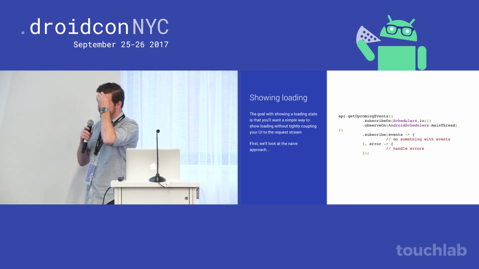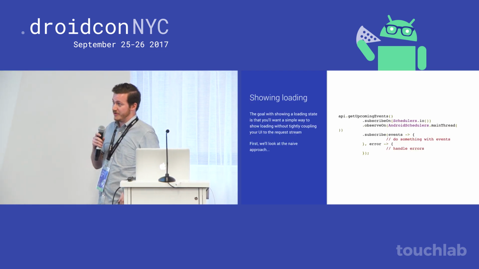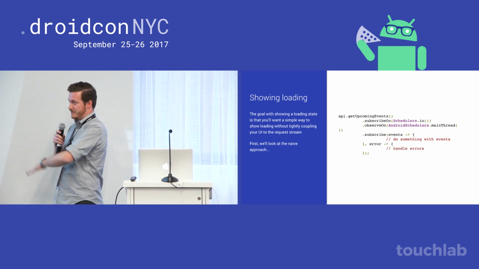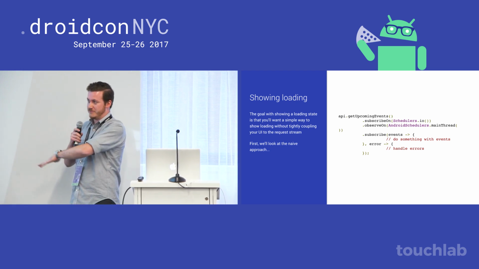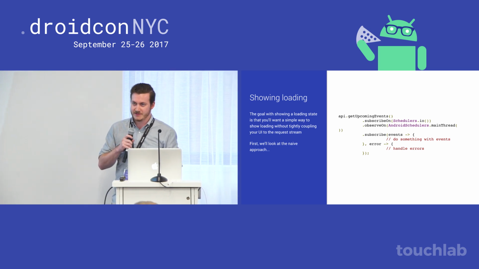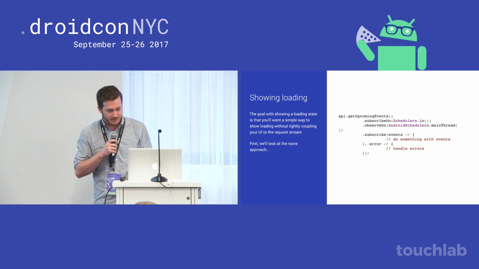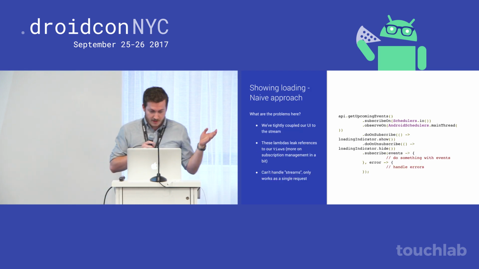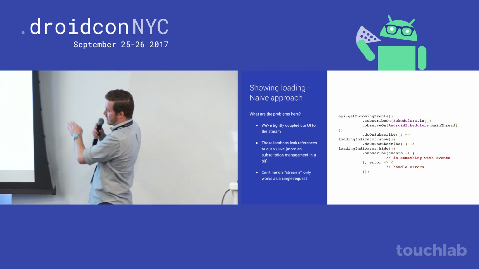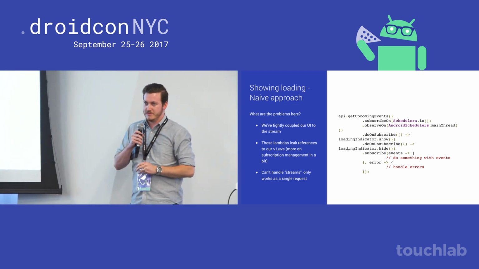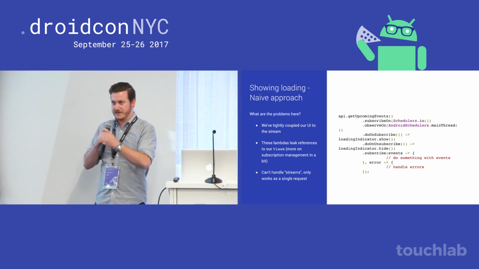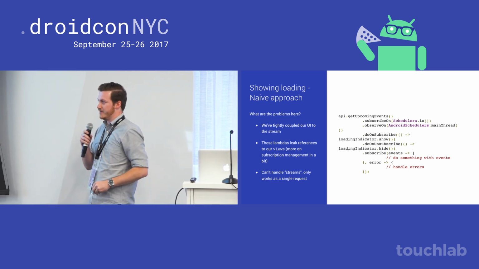So the goal is we want to show some sort of loading state. So we're back to our very basic subscription here, a very basic observable stream. And we're going to take a look at one approach that you might take to hook in and make some loading states. So the first thing you might see is someone try and take advantage of doOnSubscribe and doOnUnsubscribe in order to hook into the life cycle of an observable and show a loading indicator at the start and then hide a loading indicator at the end.